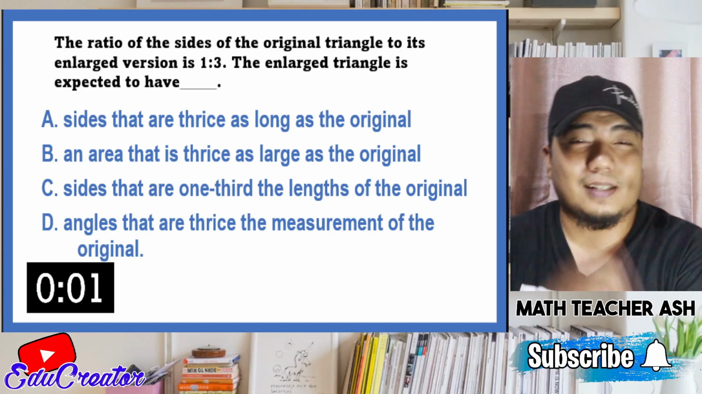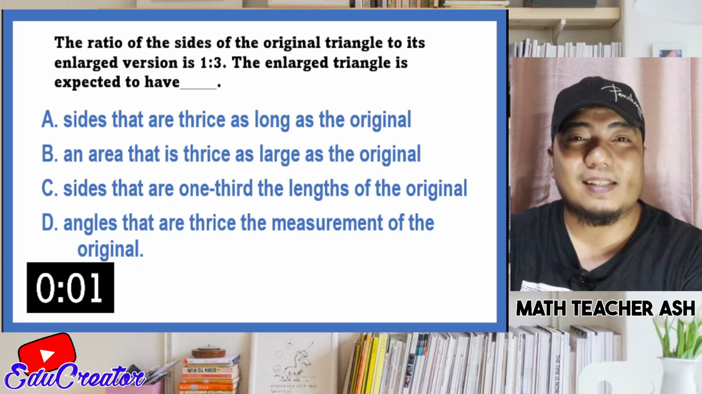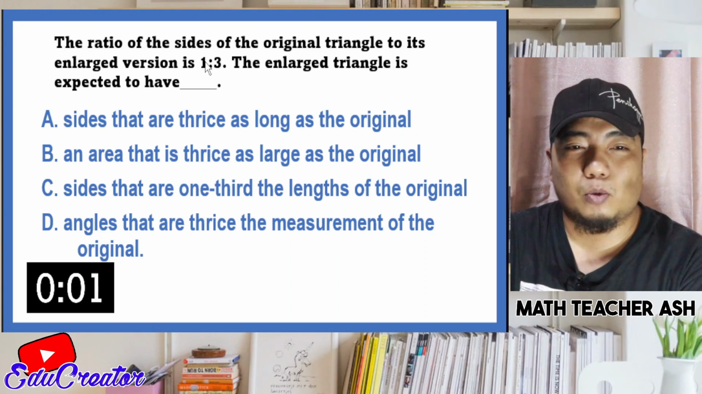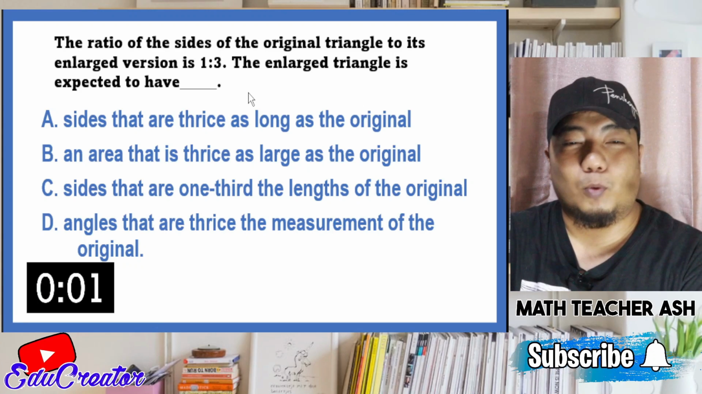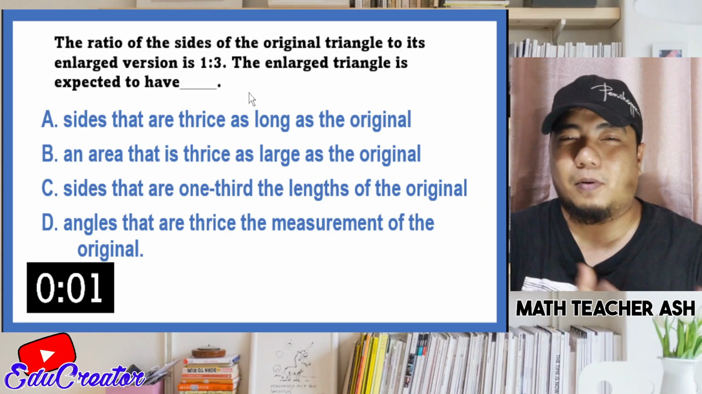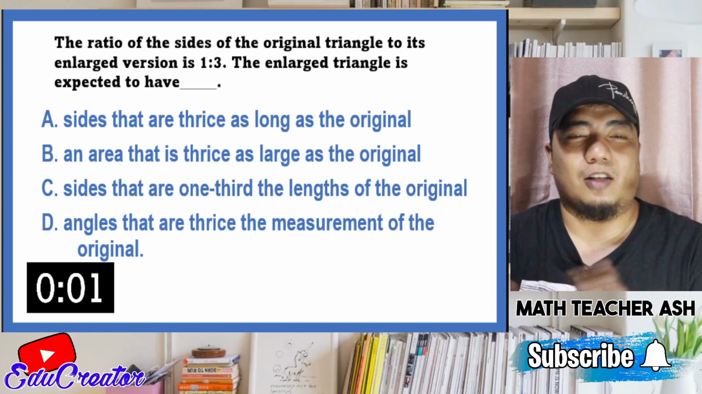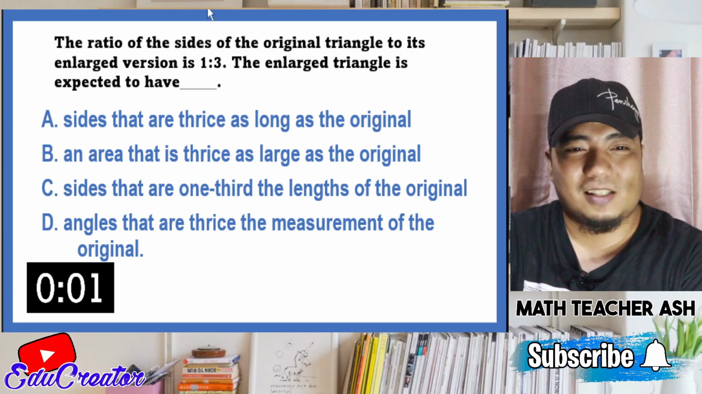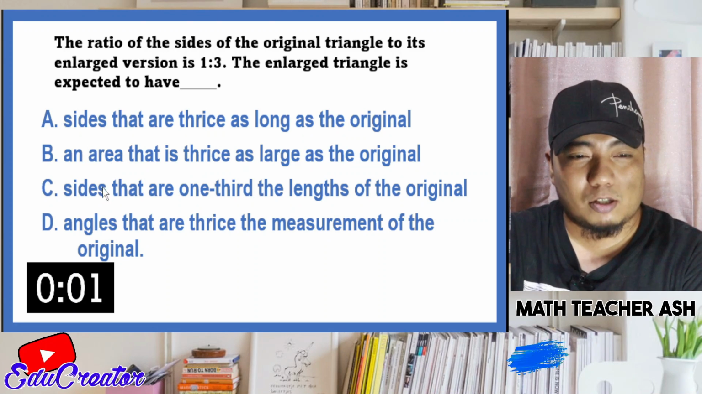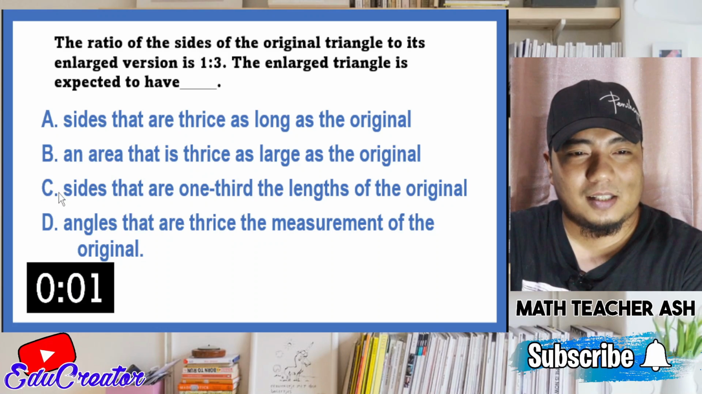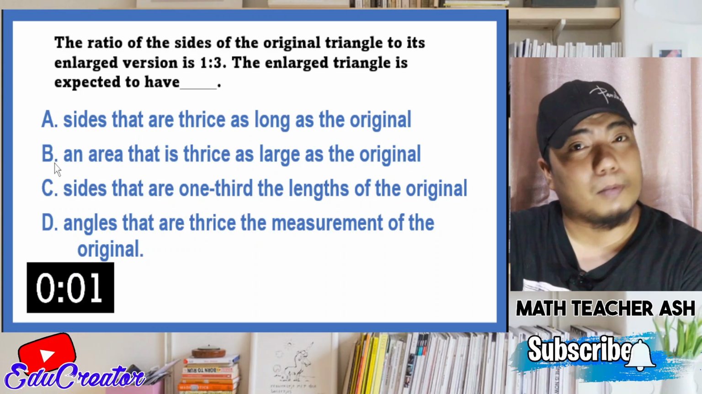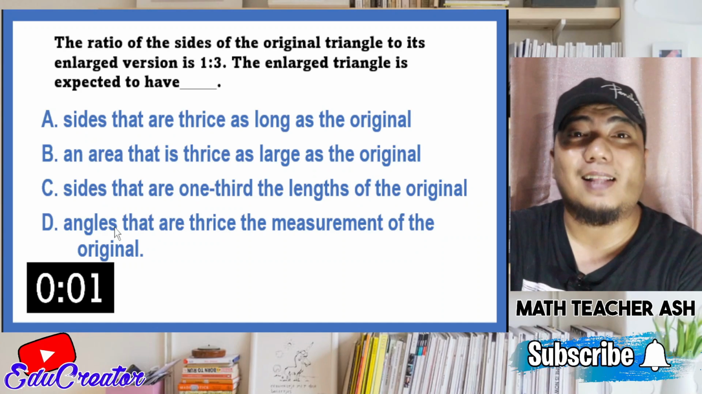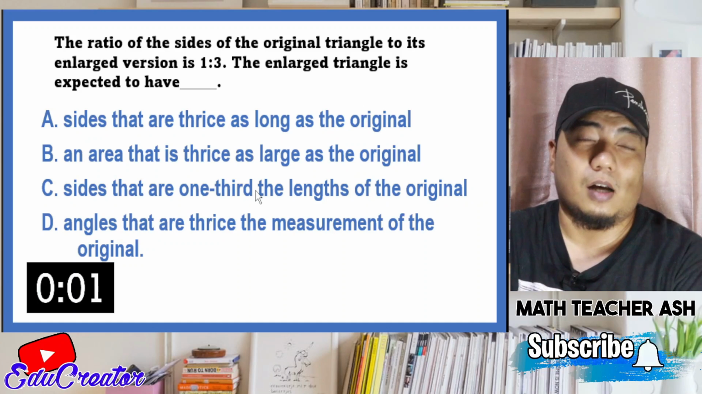Okay, my dear math learners, the technique here is very simple. The given statement for our problem says that the ratio of the sides, so of the original to its enlarged version, is 1:3. So basically, the original represents the 1 and the enlarged version is 3. Now, the focus here of this statement is the sides. So in our given choices, letter A and letter C talk about the sides, letter B talks about the area, and letter D talks about the angle. So we can discard, obviously, B and D, and we can have A and C as our choices.